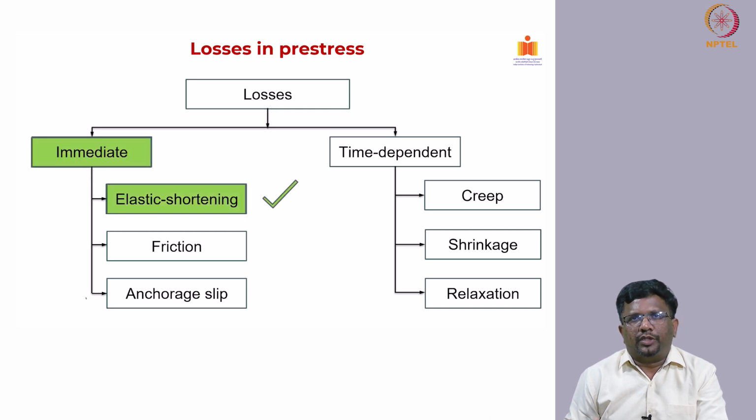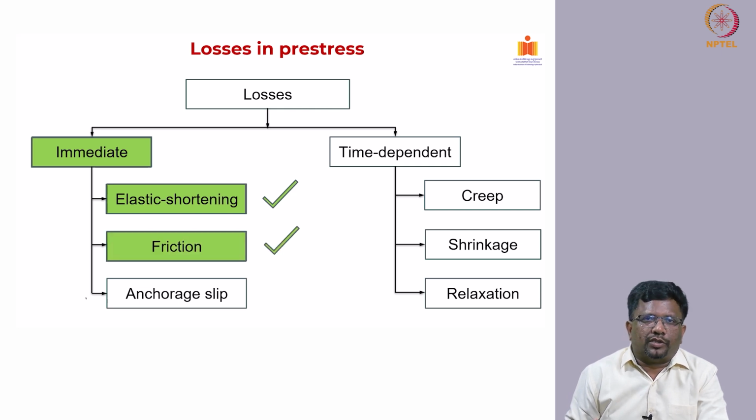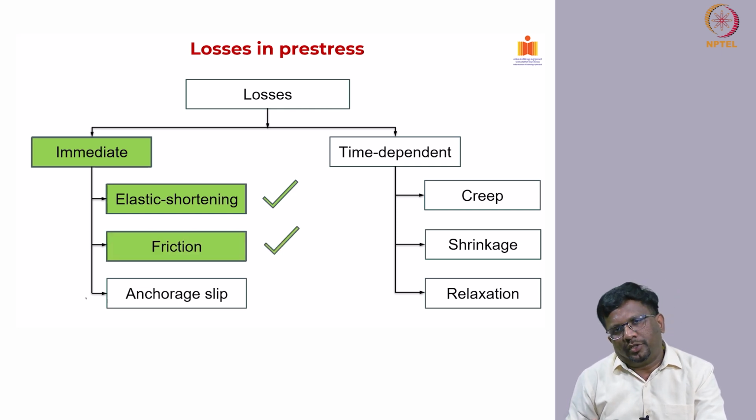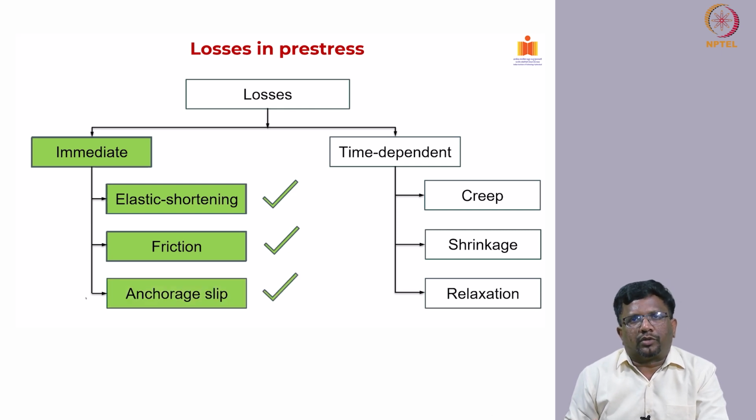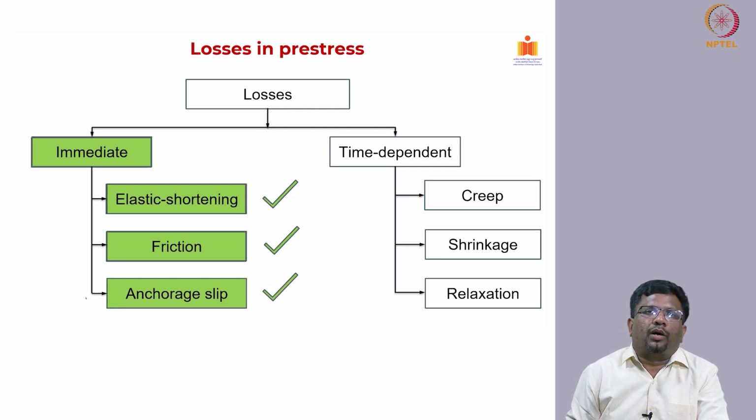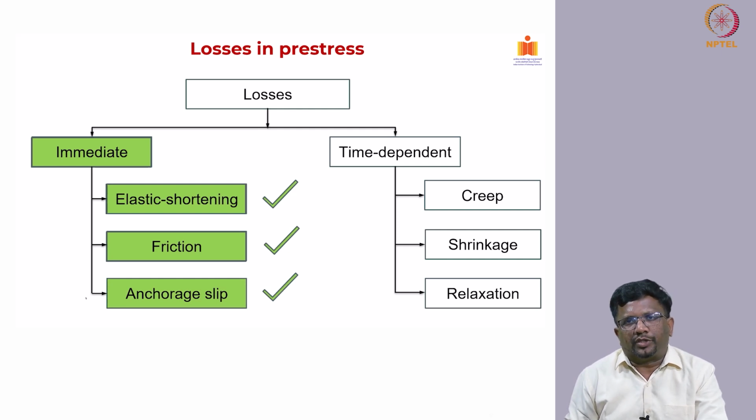So we talked about the loss from elastic shortening of concrete and the loss from friction, that is due to curvature and wobble losses, and then we also talked about the loss from anchorage slip and how to estimate the force variation diagram.